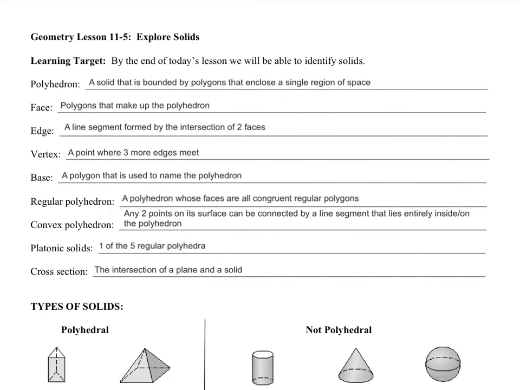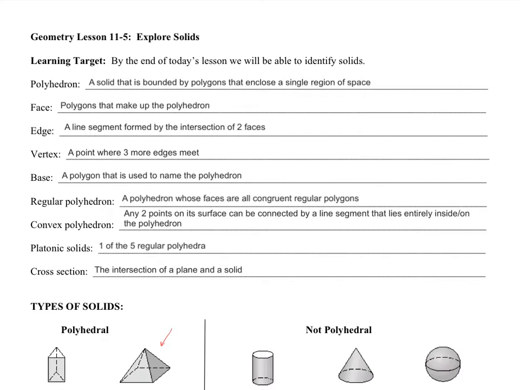Lesson 11-5. Explore solids. By the end of today's lesson, we will be able to identify solids. A polyhedron is a solid that is bounded by polygons that enclose a single region of space. So, what you see down here is a pyramid. We can call that a polyhedron. Face means the polygons that make up the polyhedron.